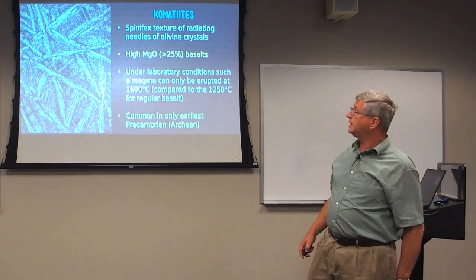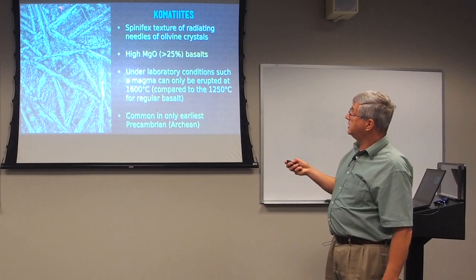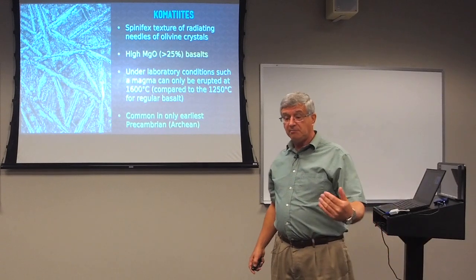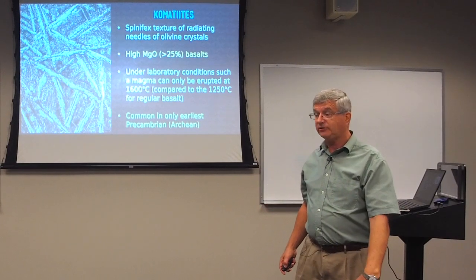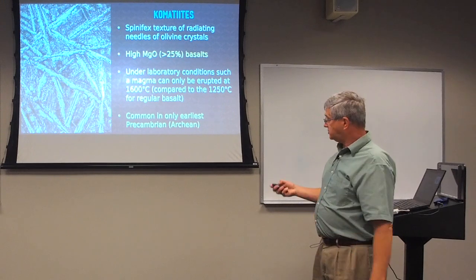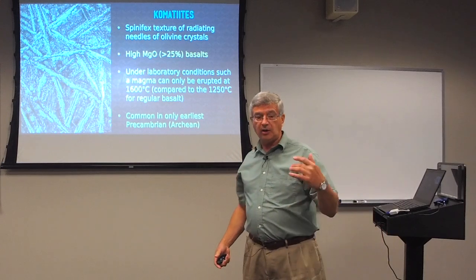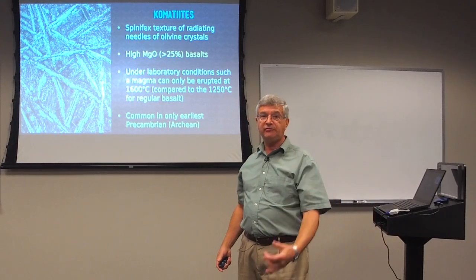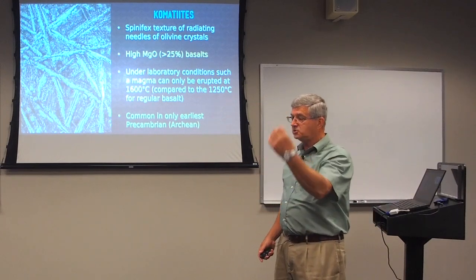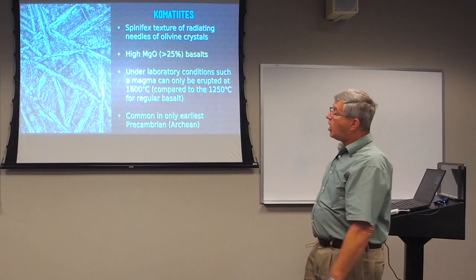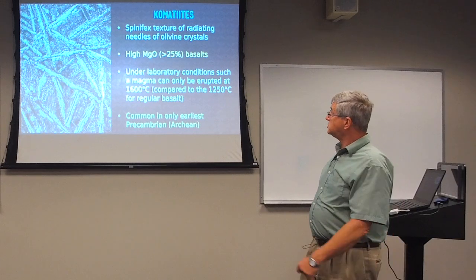The komatiites particularly, these are rocks where we can see these crystals here. These are needles of olivine, which is magnesium iron silicate. It's the major component of the Earth's mantle. This texture is called a spinifex texture. It's named after a grass in the outback of Australia called spinifex, which has long spindly needles, and that's reflected in these long spindly olivine crystals. It has a high magnesium content, greater than 25%, higher than regular basalts.